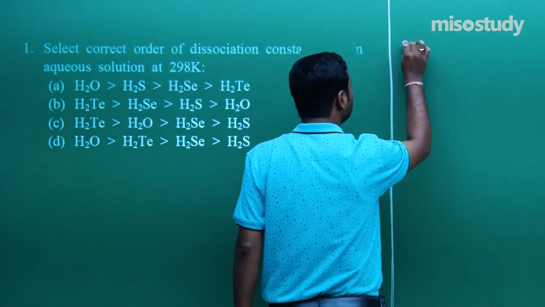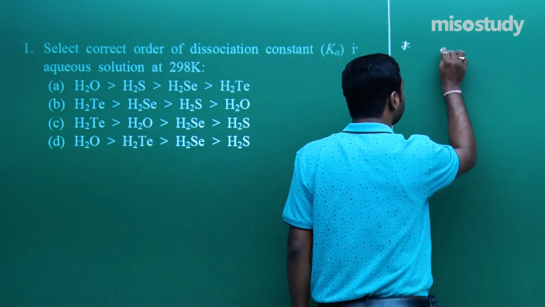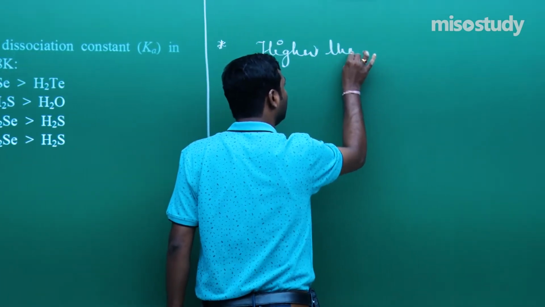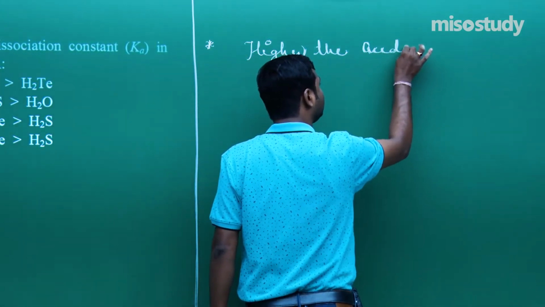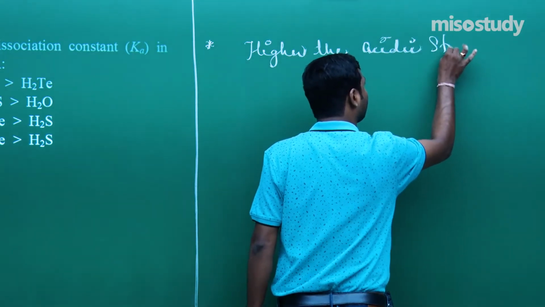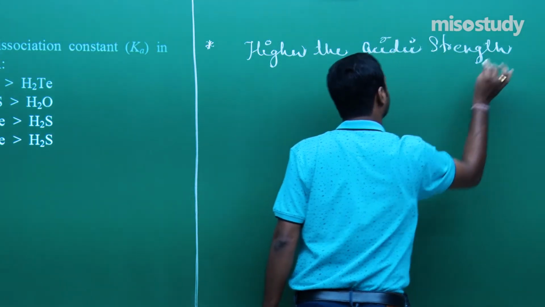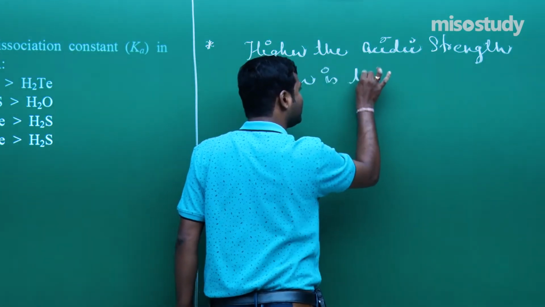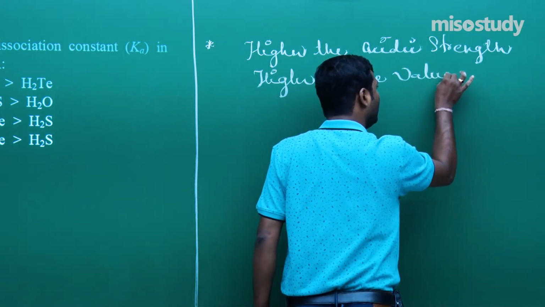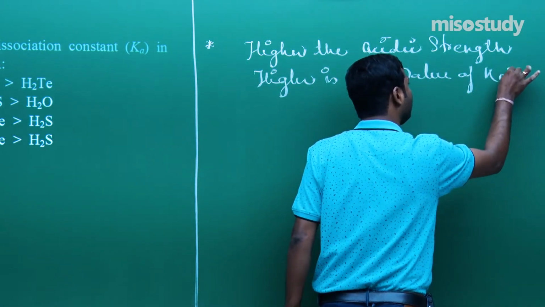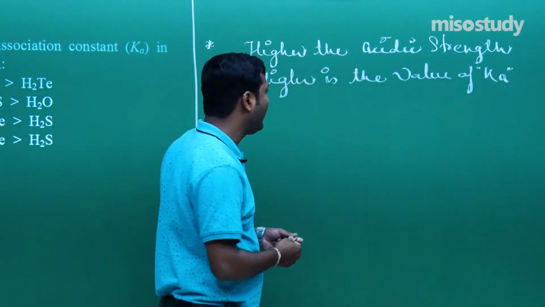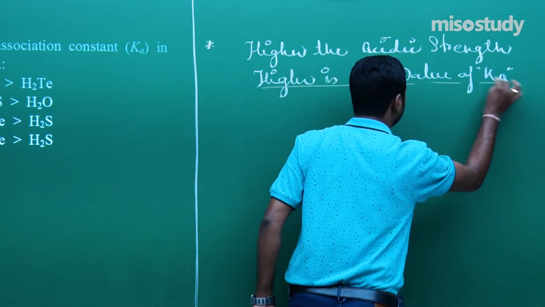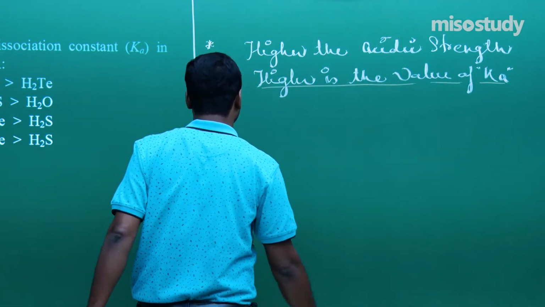Clear? Now, as we all know, listen carefully, higher the acidic strength, higher is the value of Ka, or in reverse we can say higher the value of Ka, higher is the acidic strength. Clear? Now check out what I am telling.